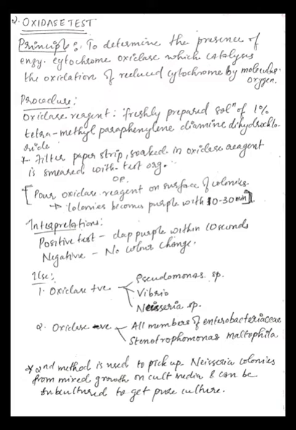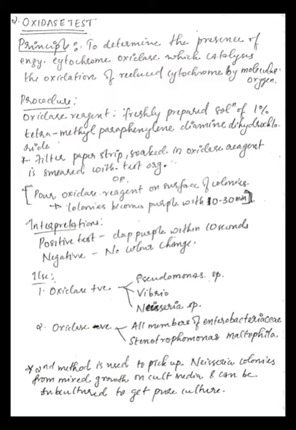Okay. So for the procedure, the oxidase reagent is a freshly prepared solution of 1% tetramethyl paraphenylene diamine dihydrochloride. A filter paper strip soaked in the oxidase reagent is smeared with the test organism or bacterium.